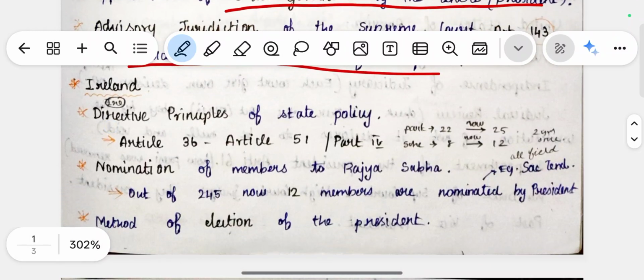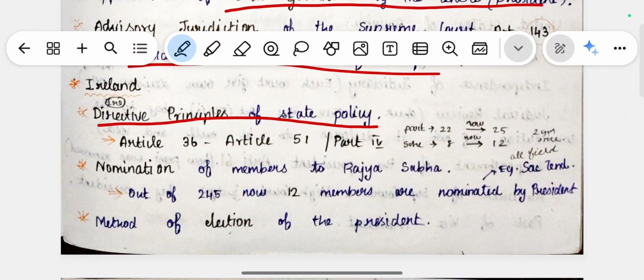The next one is Ireland. The Directive Principles of State Policy, which we see in Part 4, Article 36 to Article 51, were taken from Ireland.